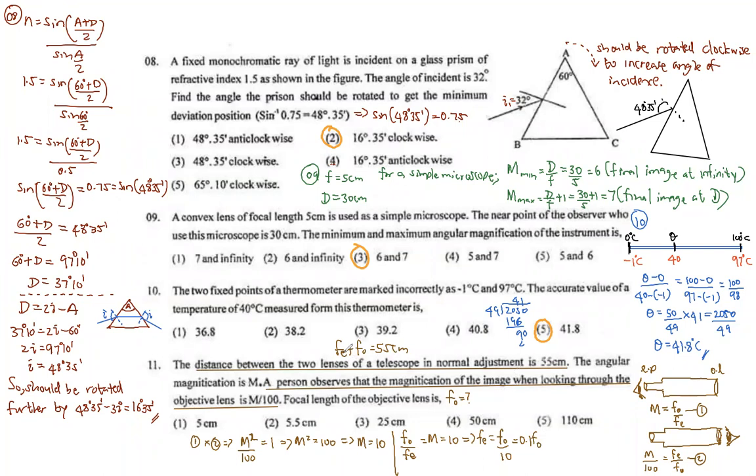They have said here Fe plus Fo is equal to 55 centimeter, right? Fe plus Fo is equal to 55 centimeter. Then instead of Fe you can put 0.1 Fo plus Fo, that is equal to 55. And that will give us 1.1 Fo is equal to 55. So Fo is equal to 50 centimeter.